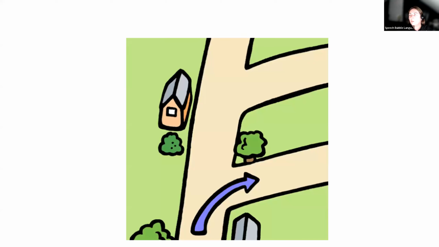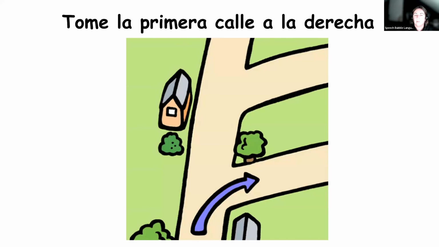Okay, let's have a look at some of these drawings. First on the right, okay? If we're looking at the first on the right and we want to say to take, we would say tome. That comes from the verb tomar. So tome la primera calle a la derecha.